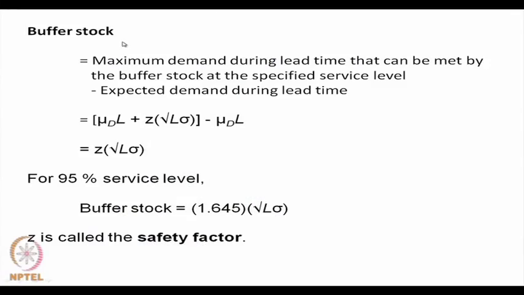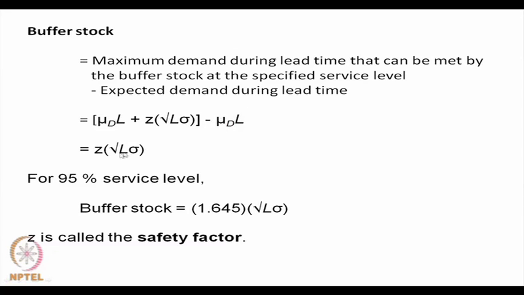Now, how do we then calculate the buffer stock? Buffer stock is equal to the maximum demand during the lead time that can be met by the buffer stock at the specified service level, minus the expected demand during the lead time. So, for us this is the maximum demand at the specified service level, that corresponds to the value of Z, minus the expected demand during the lead time, which is mu d into L.